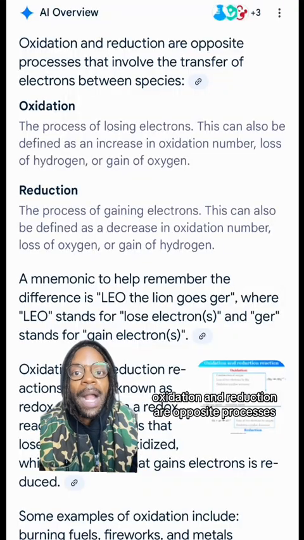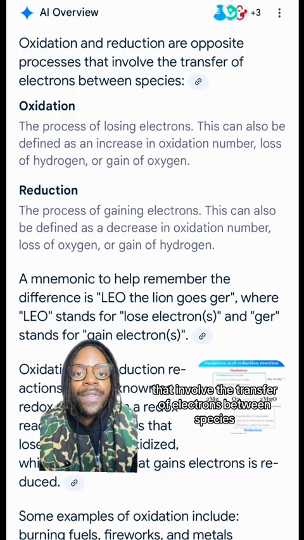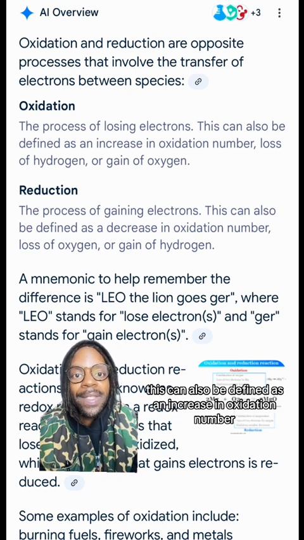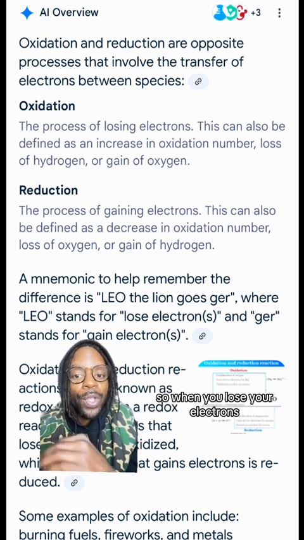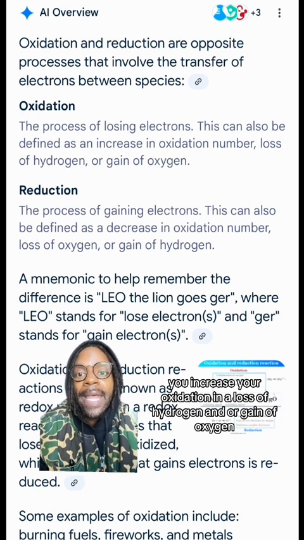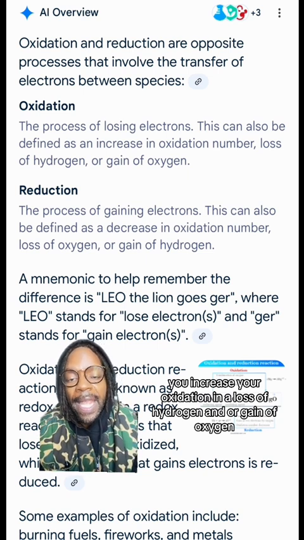Oxidation and reduction are opposite processes that involve the transfer of electrons between species. Oxidation is the process of losing electrons. This can also be defined as an increase in oxidation number. So when you lose your electrons, you increase your oxidation, and a loss of hydrogen or gain of oxygen.